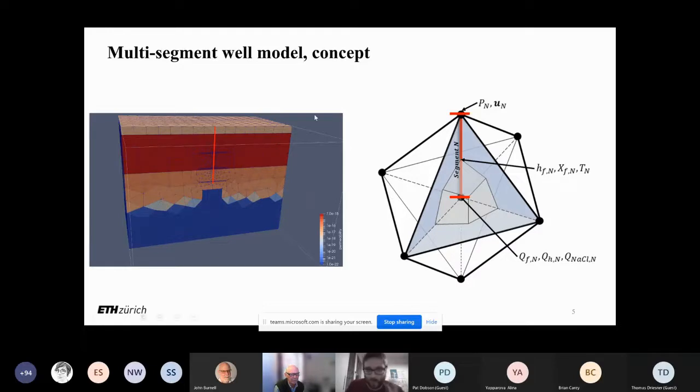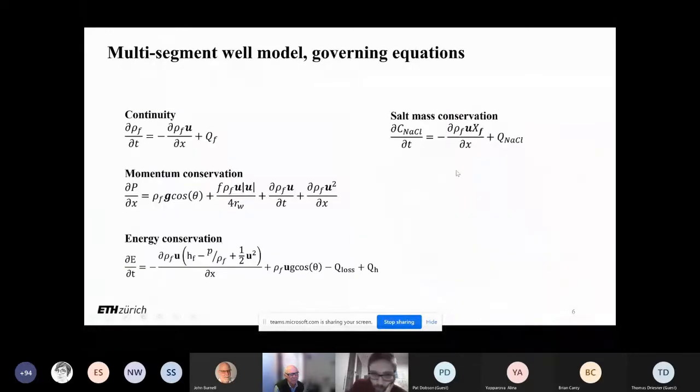Now we want to solve equations on those segments: mass conservation, momentum conservation, also known as the pressure equation, energy conservation, and salt mass conservation. Mass conservation is simply the divergence of the flux and a source term stemming from inflow and outflow, or exchange with the formation. Momentum conservation just describes the change in pressure over the length of the well, where x is an increment in space in the direction of the well, which is just a 1D segment.